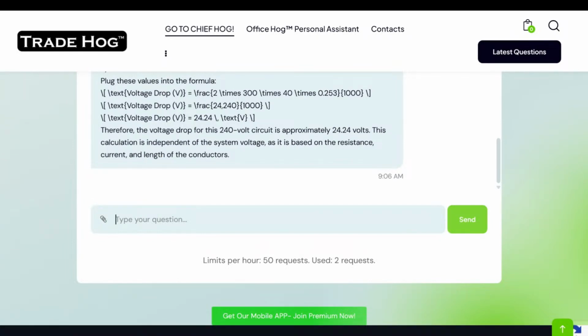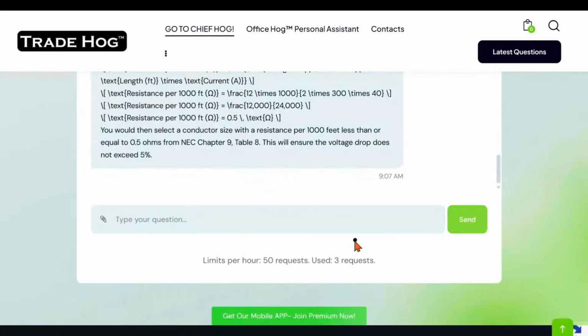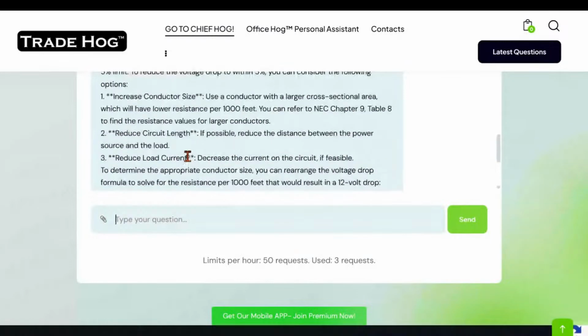Voltage drop of volts. Okay, so we're going to do the math ourselves. We're going to test the hog. It looked like the hog may need fine tuning today. Let's see if the hog is right or our question is wrong. All right, so let's see. Oh, wait a minute. What if we limit it to 5%? Let's see here. Am I still on it? Yeah, I'm still on the hog. Okay. Say here, not exceed 5%. What does it say here?